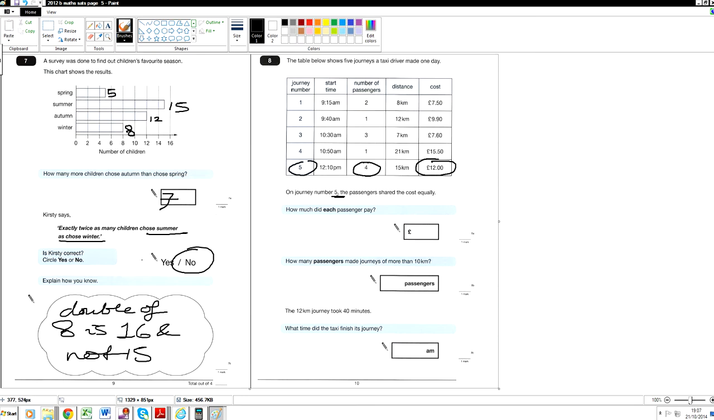Okay, what did you get, Zainab? What was your answer? £3. Get your red pen. I don't see anybody with a red pen. Put your pencil down.